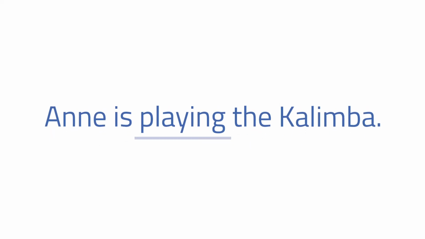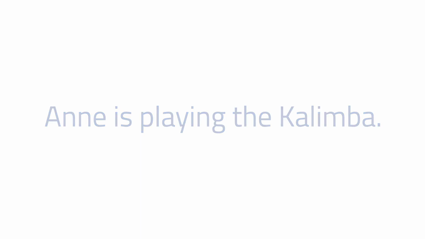For example, Anne is playing the kalimba. Anne does the action, the verb is playing, and the kalimba is the receiver of the action. Because what is she playing? That's right, the kalimba. Here are some more sentences in the active voice.